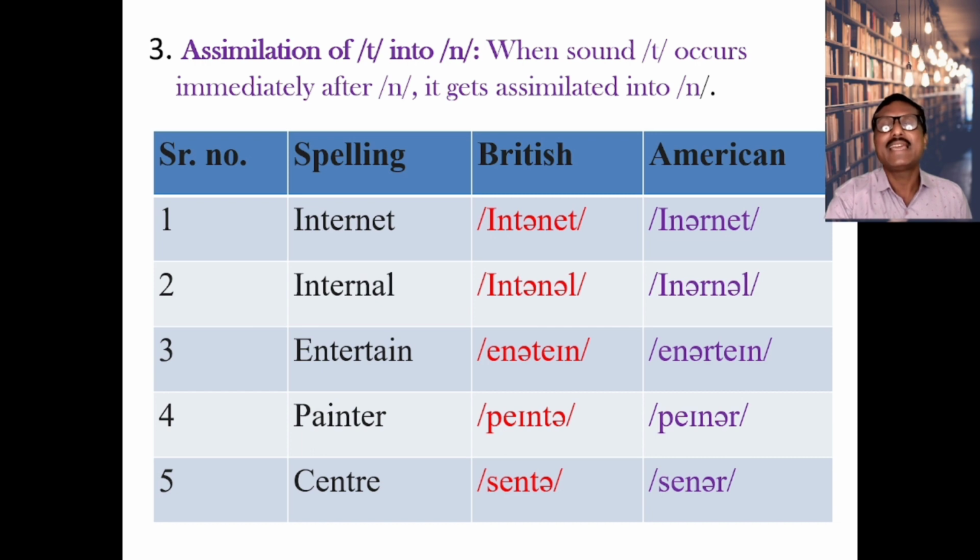Now next is international in British. It is international in British, while in American it is international. Internal. This is our internal matter. British, this is our internal matter, while Americans, this is our internal matter. This is the difference. Next is entertain. Entertain, British. American, entertain. This is American. Painter, British. Painter, American. Center, British. Center, American.